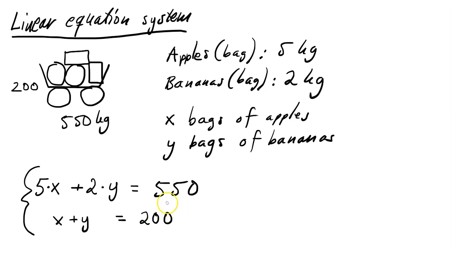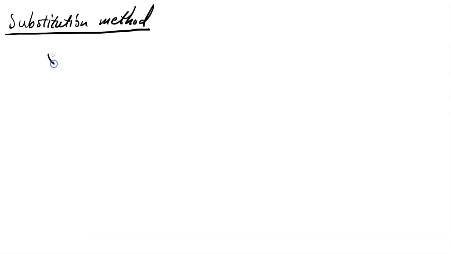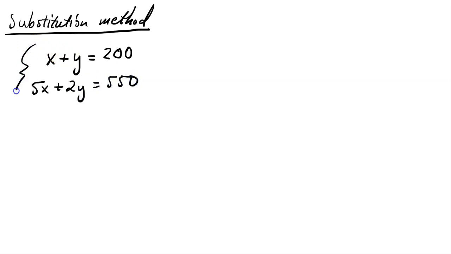Okay, now there are techniques for solving linear equation systems like this. This is called a linear equation system. There are different methods. Let us first look at the substitution method. So here we have our two equations. And substitution means that we take one of the equations. Let's take the first one.